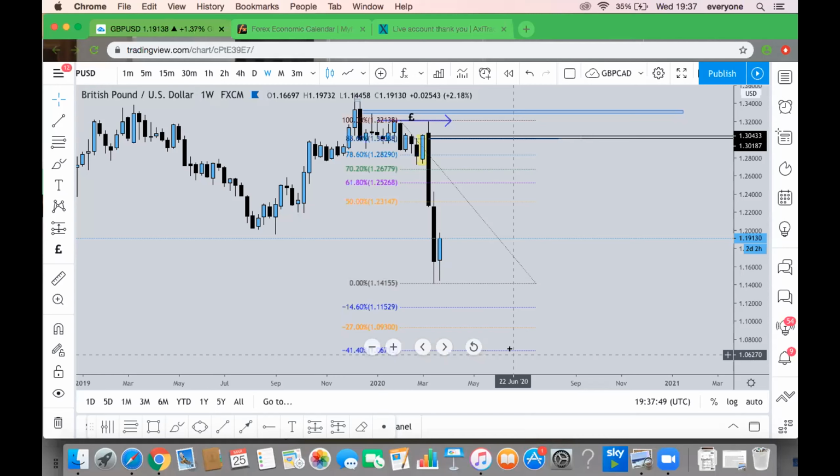So just to close out, the 4 hour is bullish. Yes, we have upside targets. This has been selling off for a long time.